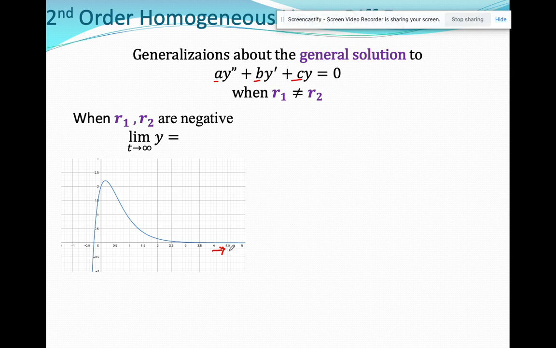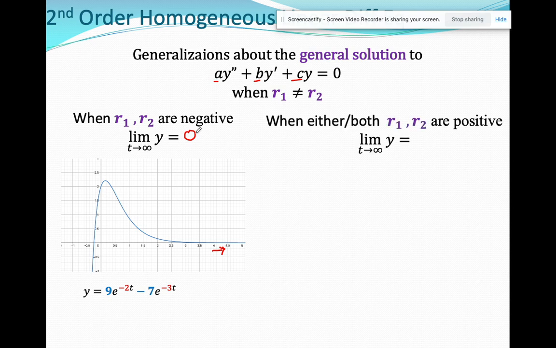For instance, COVID, right? Modeling the spread of COVID was a complicated second order differential equation. Don't you want to know when it's going to decrease to 0, right? So you can see that when R1 and R2 are negative, my limit is going to be 0. That's like the function I have here.